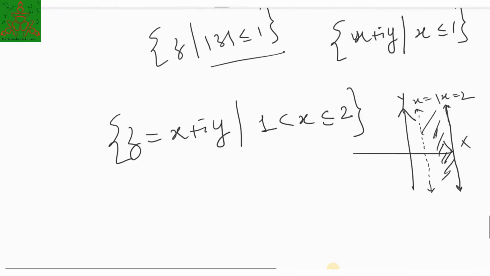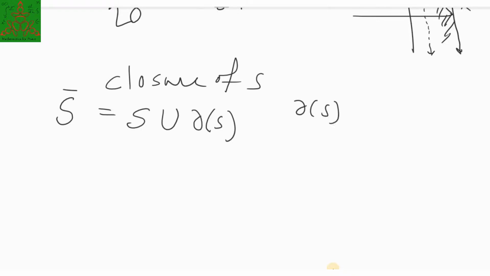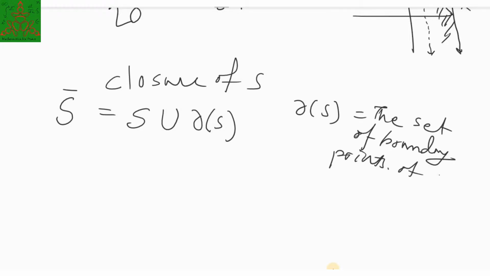Now after studying the closed property, we have the closure of a given set. It is denoted as S bar, and it is the closure of S. What is the closure of S? It is S union gamma of S, where gamma of S is the set of all boundary points of S. So S bar is the closure of the set, and it is the union of the set S itself and its boundary points.